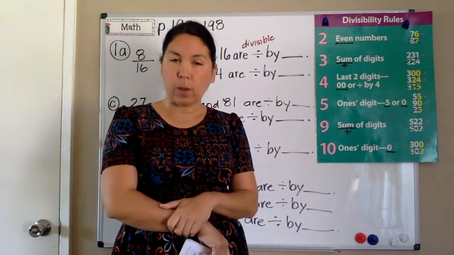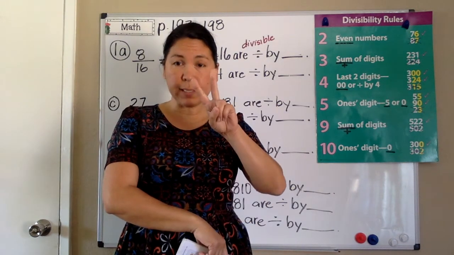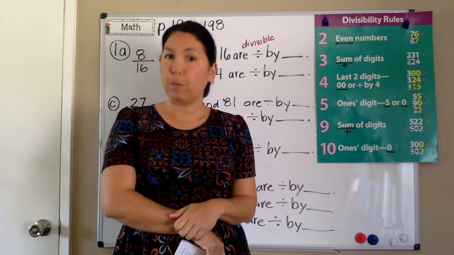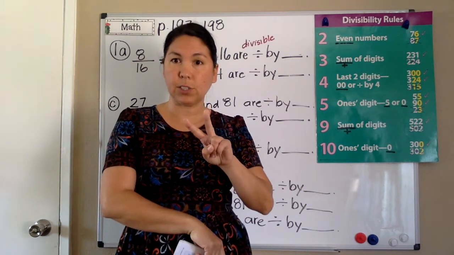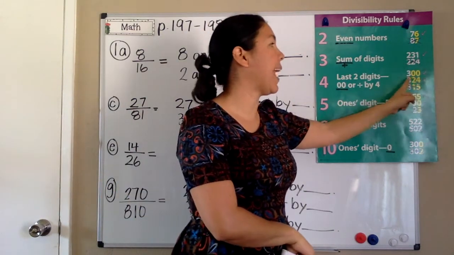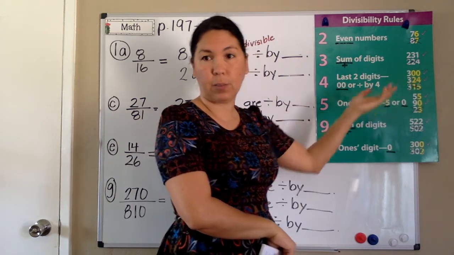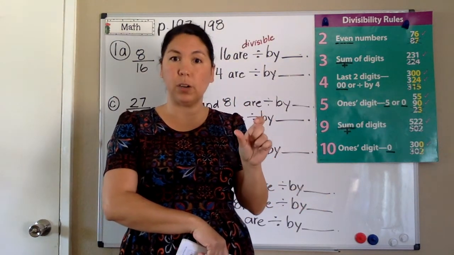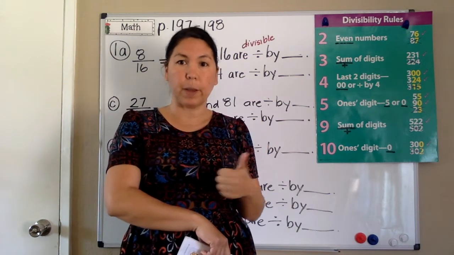4 is the last one, and I left it for last because it's got 2 rules. So a number is divisible by 4 if the last 2 digits are zeros, like any 100, okay? 300, 600, 1,800, as long as there's 2 zeros at the end, 4 can go into it.